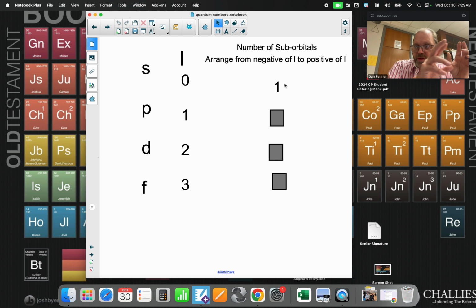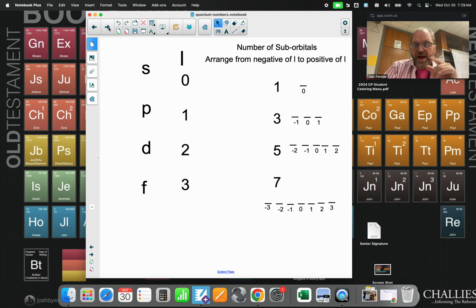Now, how about the number of suborbitals? Remember I talked to you, there's 1, 3, 5. So we said that S has 1 suborbital. So what we do is we put down a line to represent it. And we take the negative of L to positive L. Negative of 0 is 0, and put the electrons in. All right, so we said that P had 3 suborbitals, and we go 3 dots from negative 1 to positive 1. Those identify the suborbitals. 5 exists for D, so we get negative 2 to positive 2, and 7 exists for F.